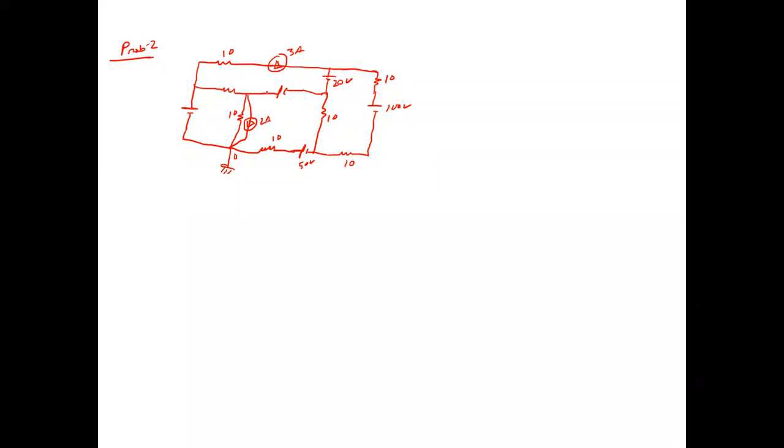The 30 volt, 30 volt, okay, 30 volt, and this is the 10. This is the 20, and this also has one resistance. So this is the mistake. This is the 10.